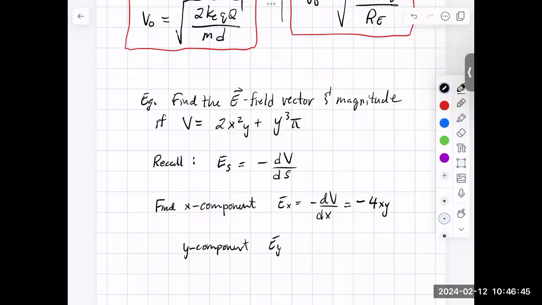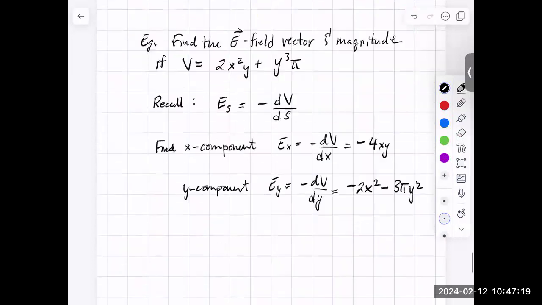So Ey is minus dV/dy. Okay, so the first term, 2x squared times y, what's the derivative with respect to y? 2x squared. And then we need the minus sign. Okay, and then for the second term, we have the y cubed times pi. 3 pi y squared. And I just put the minus sign in front because we need that negative.